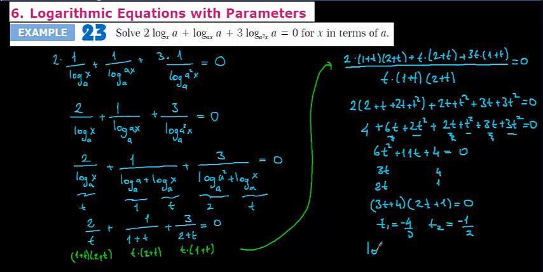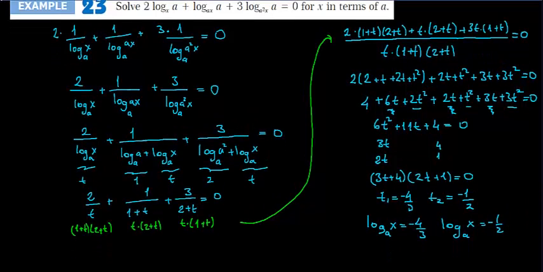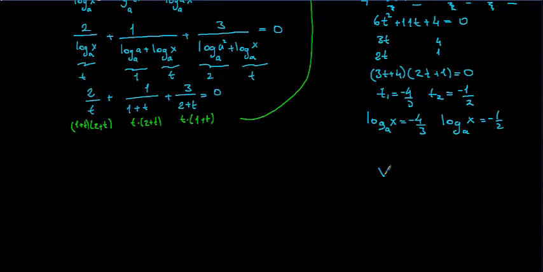If we replace t by logarithm base a of x, logarithm base a of x should be equal to minus 4 over 3, and logarithm base a of x is equal to minus 1 over 2. So x is equal to a to the power of minus 4 over 3, and x is equal to a to the power of minus 1 over 2.